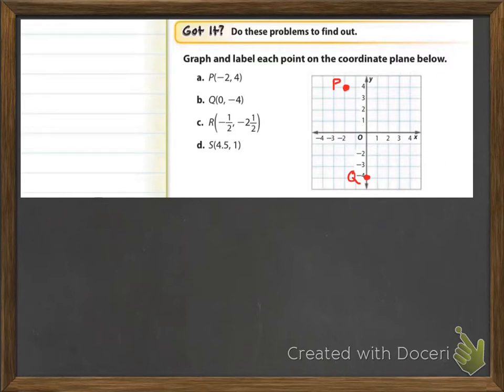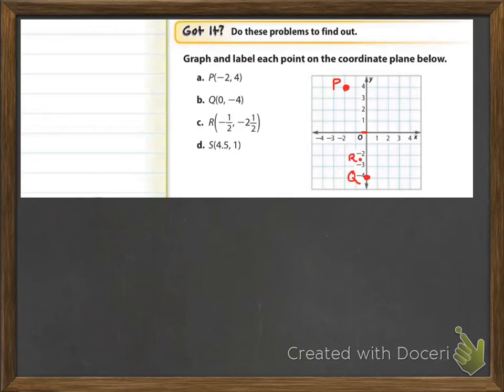The next one will be -1/2, so I'm going to go backwards, but I'm not going to go backwards a whole block. I'm only going to go halfway, which would be right about here. And then -2 1/2, so I'll go down 2 and then 1/2, which would bring me to right about here. Okay, so it's important that that one is not on any line, and that's going to be R.